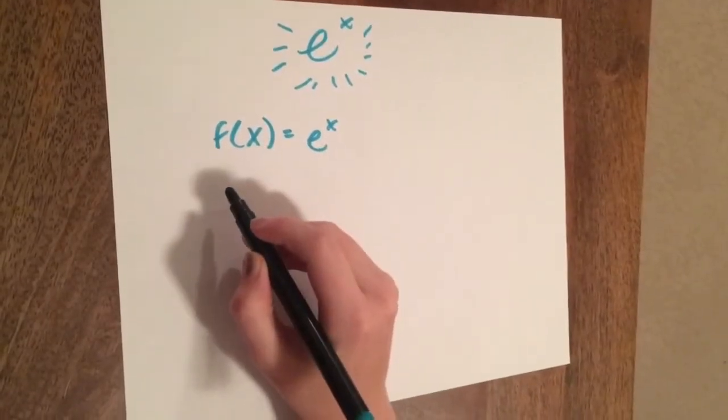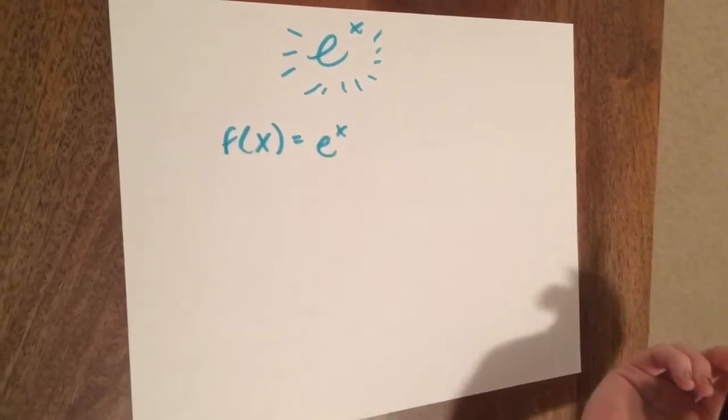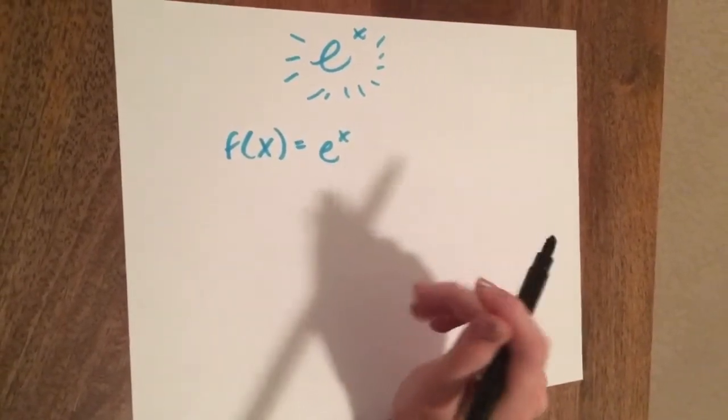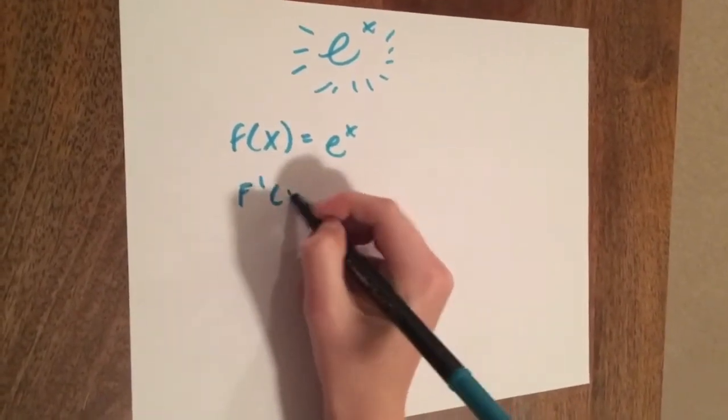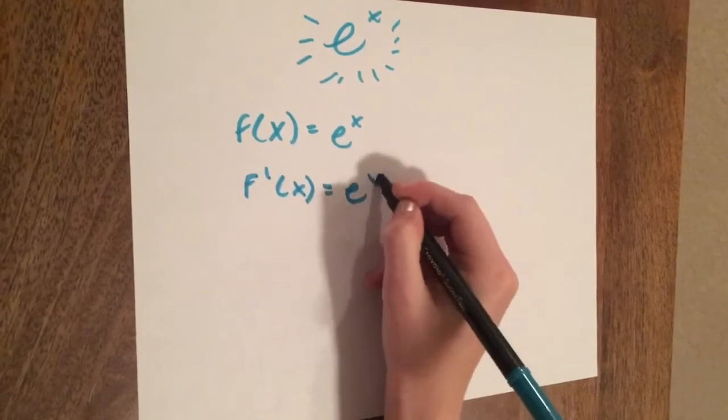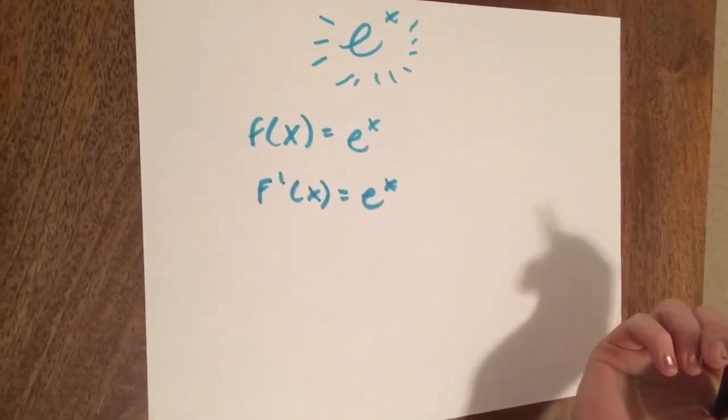So another important little unique aspect of derivatives is the e to the x function. So when you take the derivative, it's super easy. It's literally just going to be e to the x. So, yep, there's no change there.